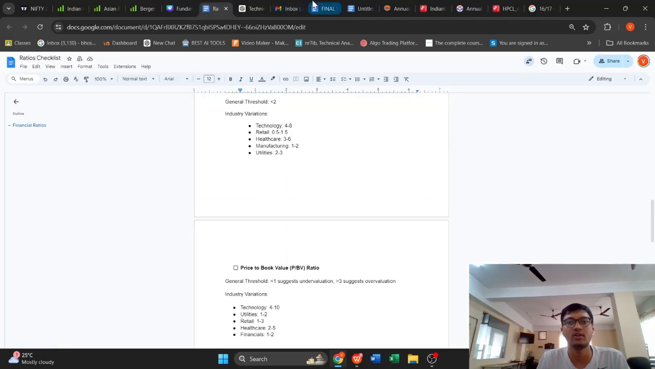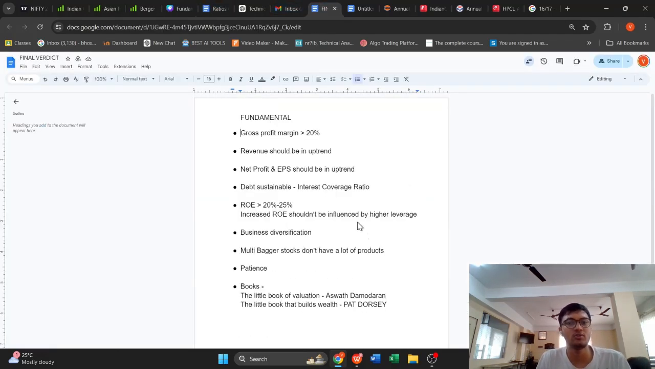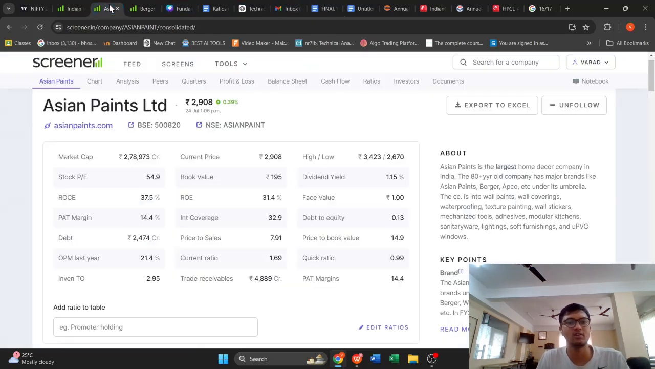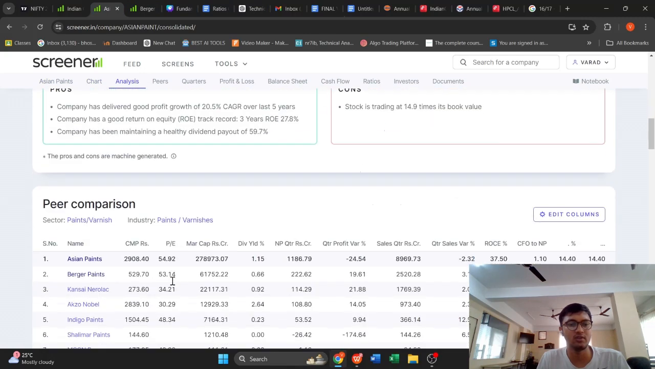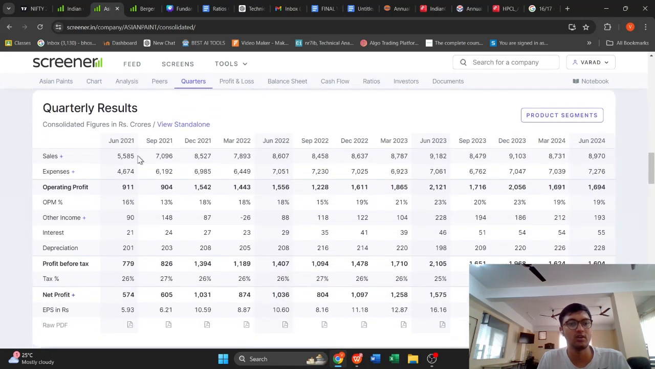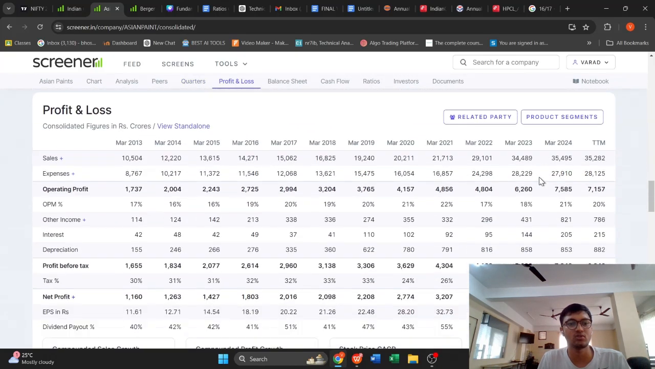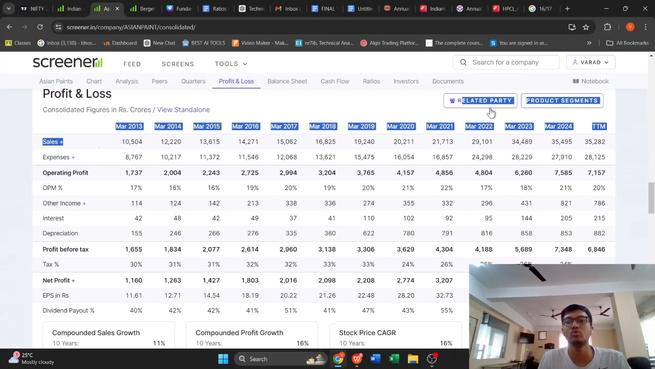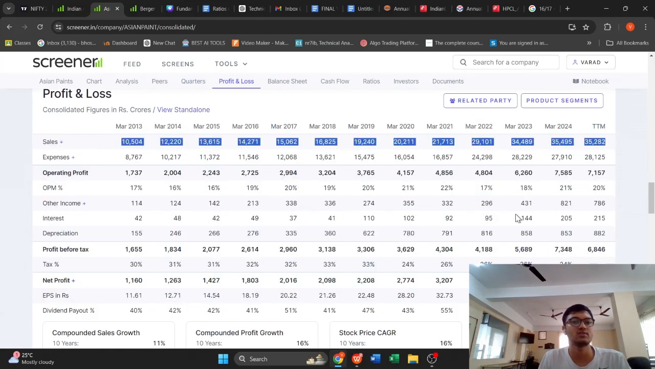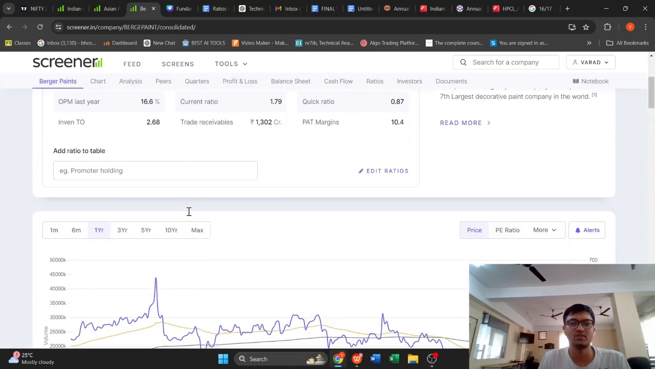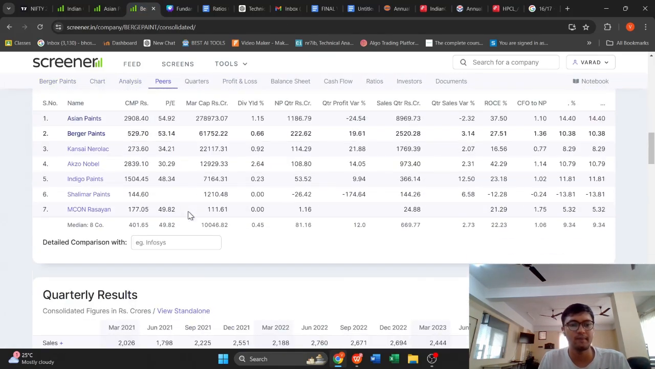So, final verdict continues: revenue should be in an uptrend. You should see it in the balance sheet and profit and loss statement. You can just go ahead and screen it also. The revenue of a company should be in increasing order. Sales went from 10,000 crores to 35,000 crores. That is the sales, so it is fully in an uptrend. I think in the case of Asian Paints, it should be fully in an uptrend.